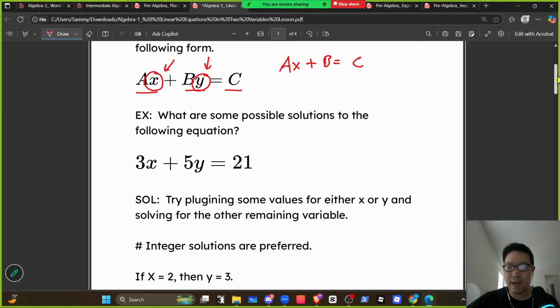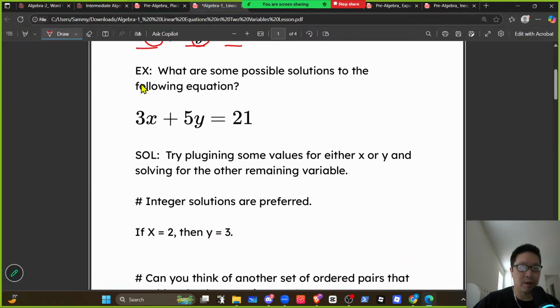And the type of problems that you're going to be dealing with are like the following, where we have an equation and it says, what are some of the possible solutions to the following equation? So we have 3x plus 5y equals 21. The solutions to this equation would be whatever values of x and y, the ordered pairs for x and y, that make this equation true. One way to find this out is to simply try plugging in some values for either x or y and solving for the remaining variable.